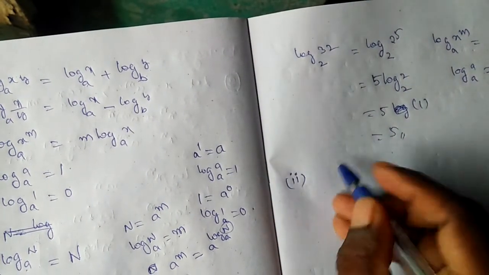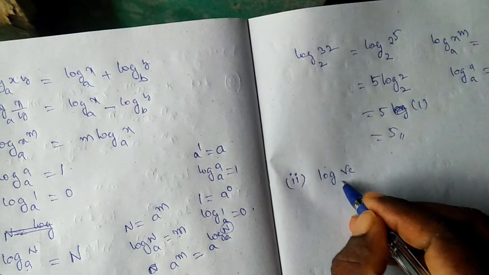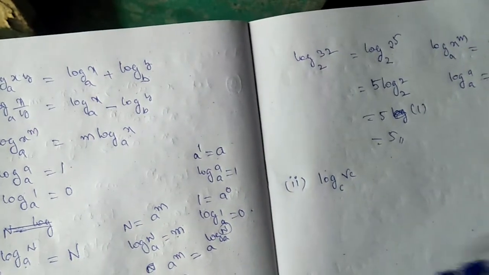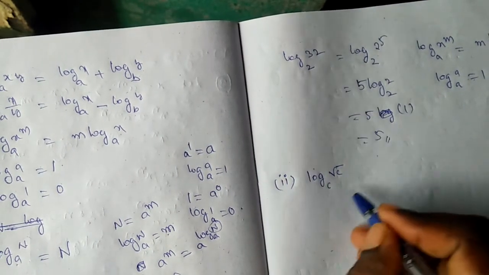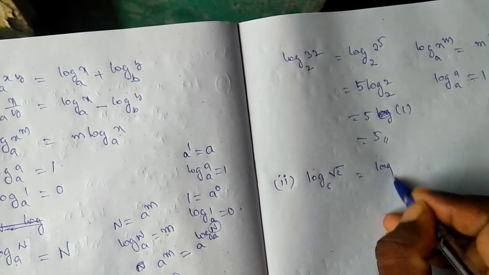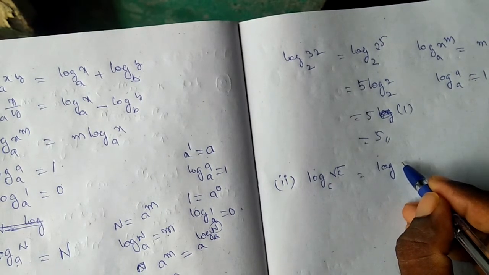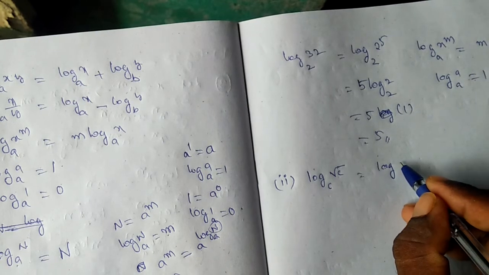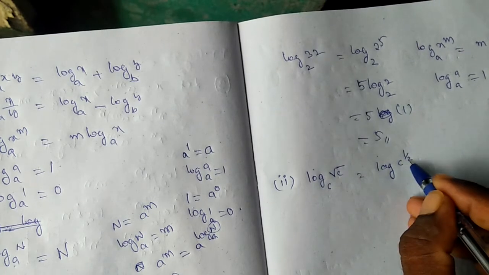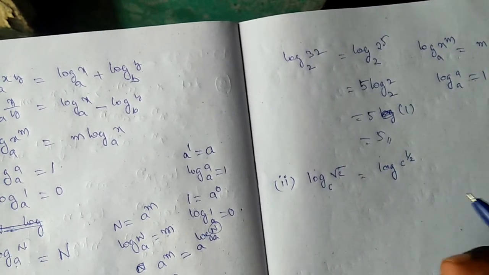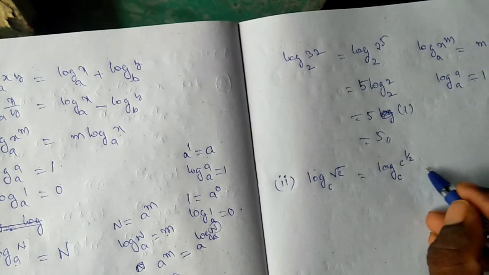Second problem. Log root c base c. You can follow two methods here also. Root c is a radical form. We can express this in exponential form. What is the exponential form? c to the power of 1 by 2, base c.